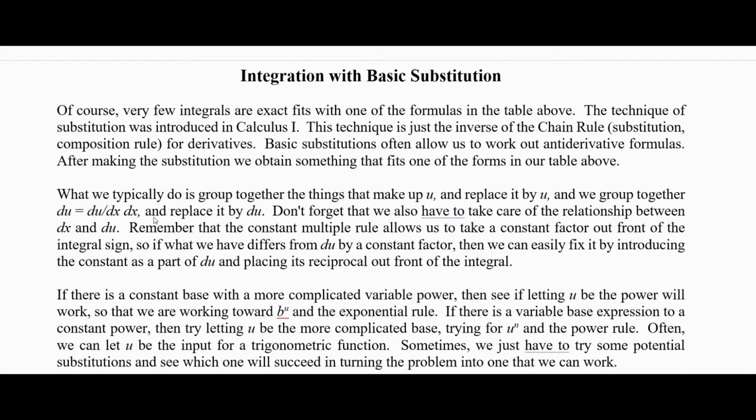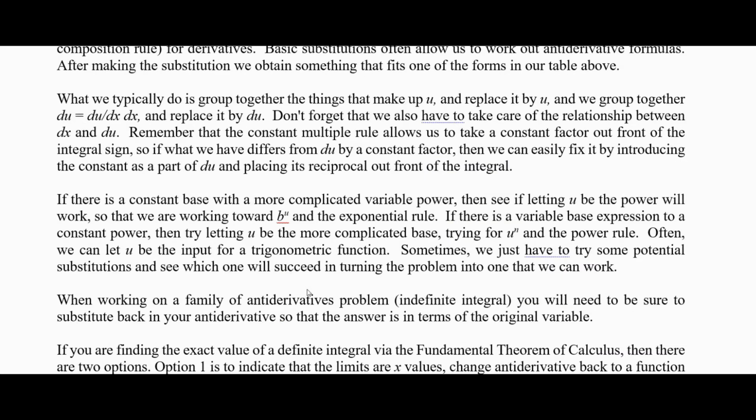Oftentimes we're off a little bit. If we're only off by a constant factor, then the constant multiple rule allows us to take a constant factor out front of the integral sign. So if what we have differs from du by a constant factor, we can easily fix it by introducing the constant as part of du and placing its reciprocal constant factor out front of the integral. If there's a constant base with a more complicated variable power, then let's see if letting u be the power will work. So what we're working toward is b to the u and the exponential rule.